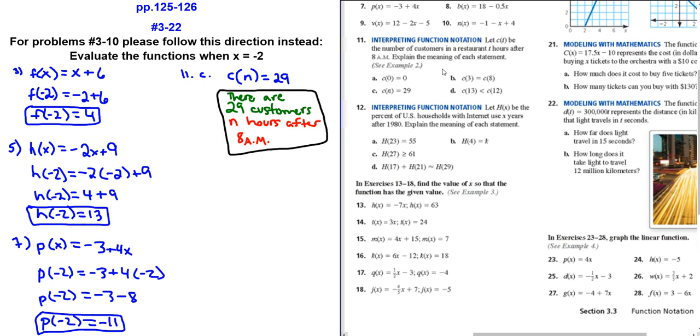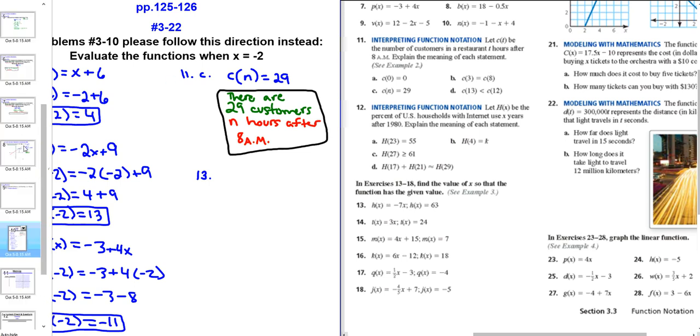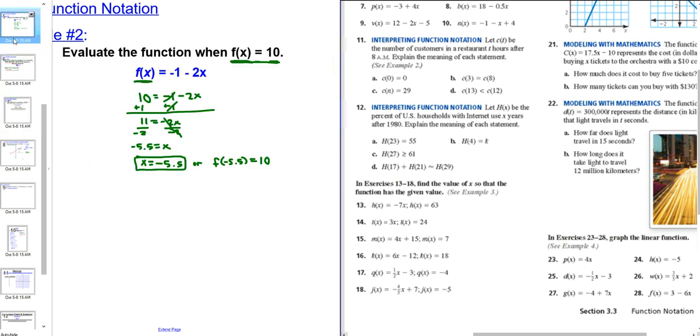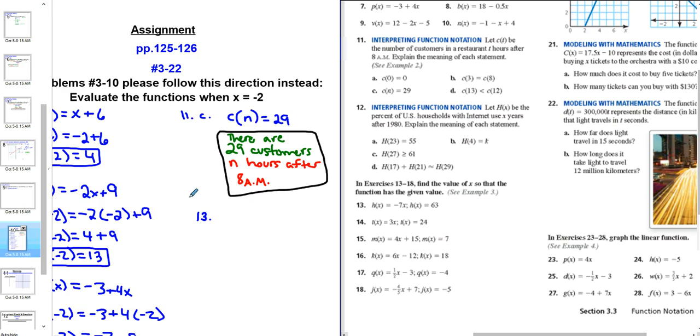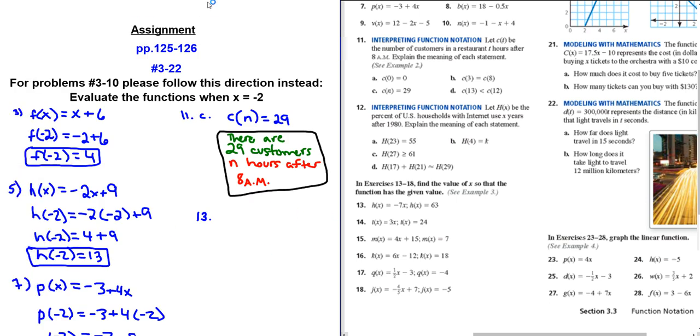All right, moving on, number 13. Number 13 says find the value of x so that the function has the given value. So we did one of these in the notes, example 2, which is very similar to these 13 through 18. On 13 it says h of x is negative 7x. But now here it says h of x is going to be 63. So if h of x is equivalent to 63, I can put 63 in h of x's spot.